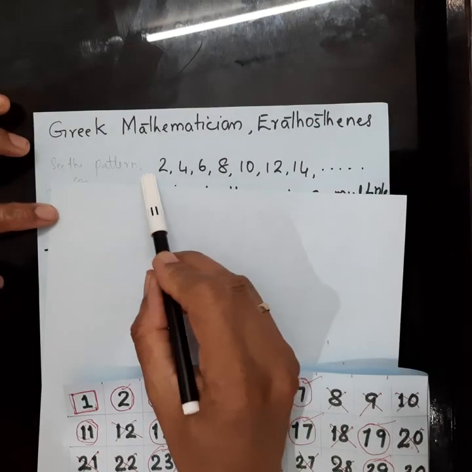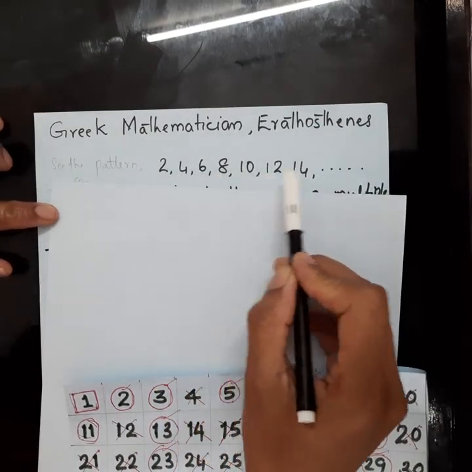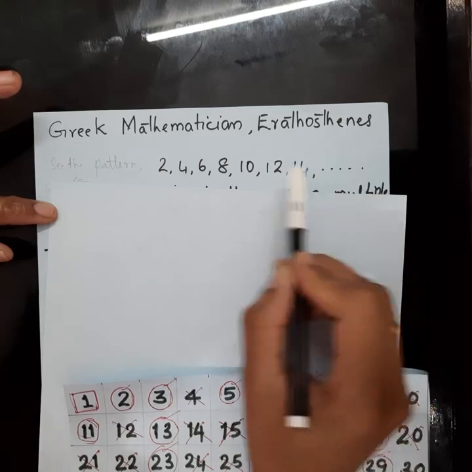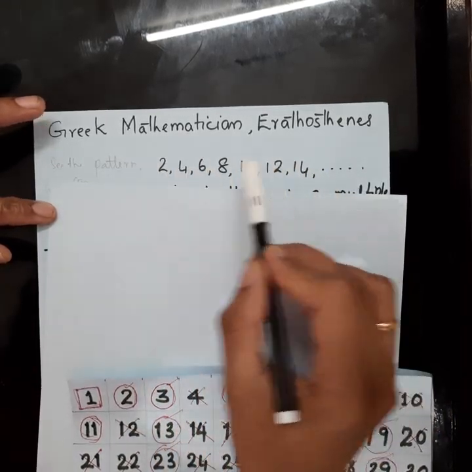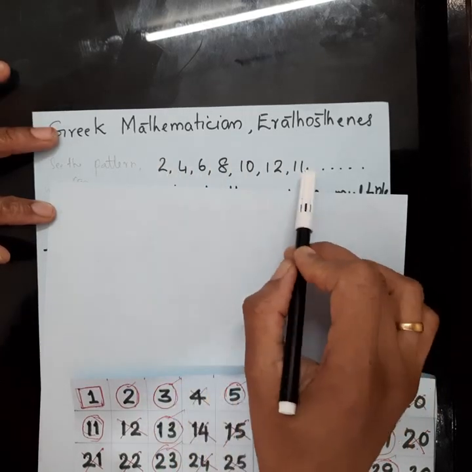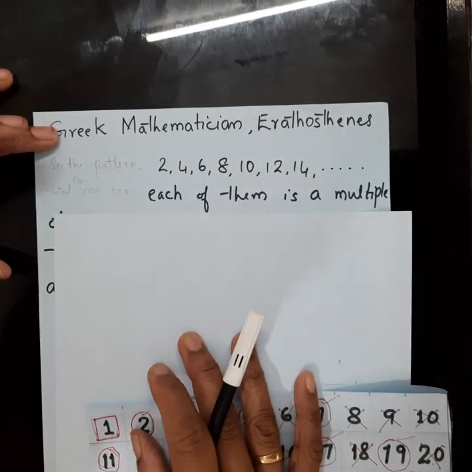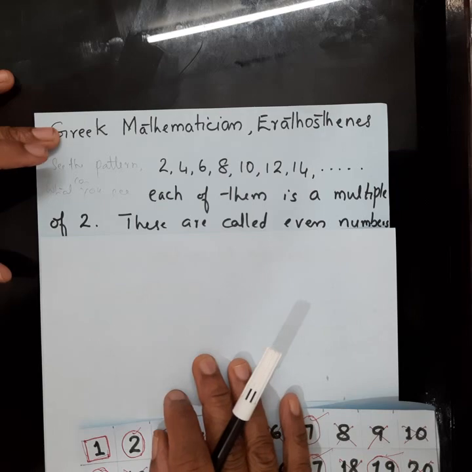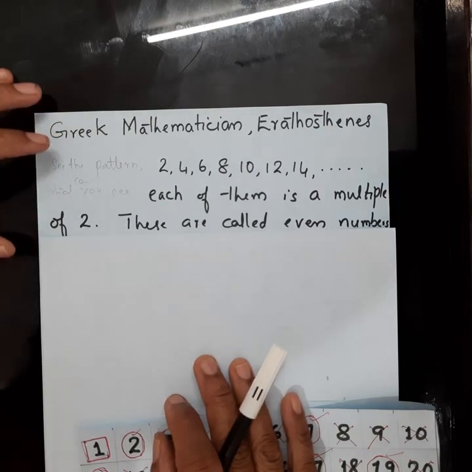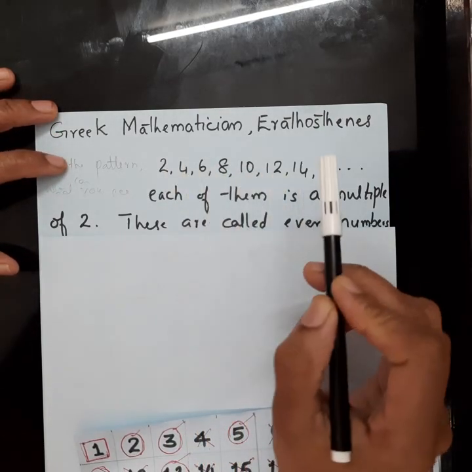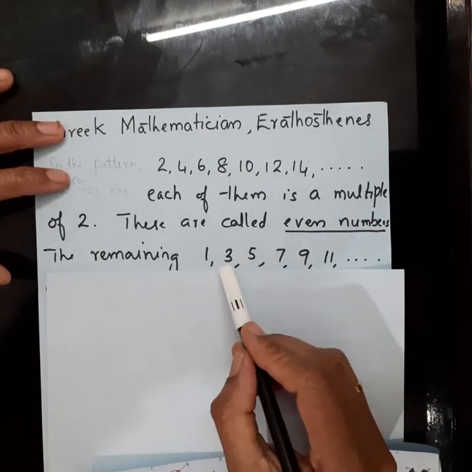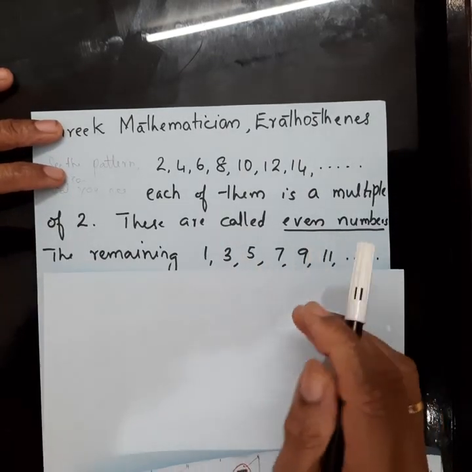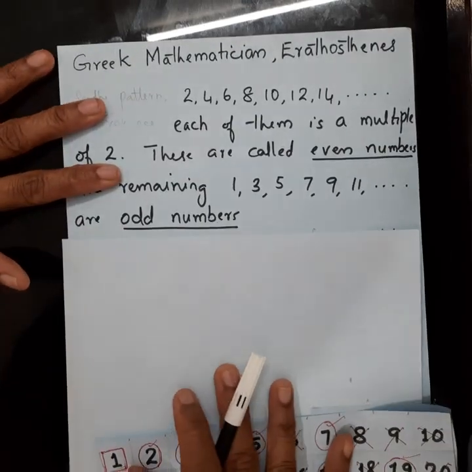See the pattern 2, 4, 6, 8, 10, 12, 14. What are these? These are all multiples of 2. The numbers which are multiples of 2 are called even numbers. Even number means a multiple of 2. So 2, 4, 6, 8, 10, etc. are even numbers. And the remaining 1, 3, 5, 7, 9 and 11 are called odd numbers. You already studied what an even number and an odd number are.